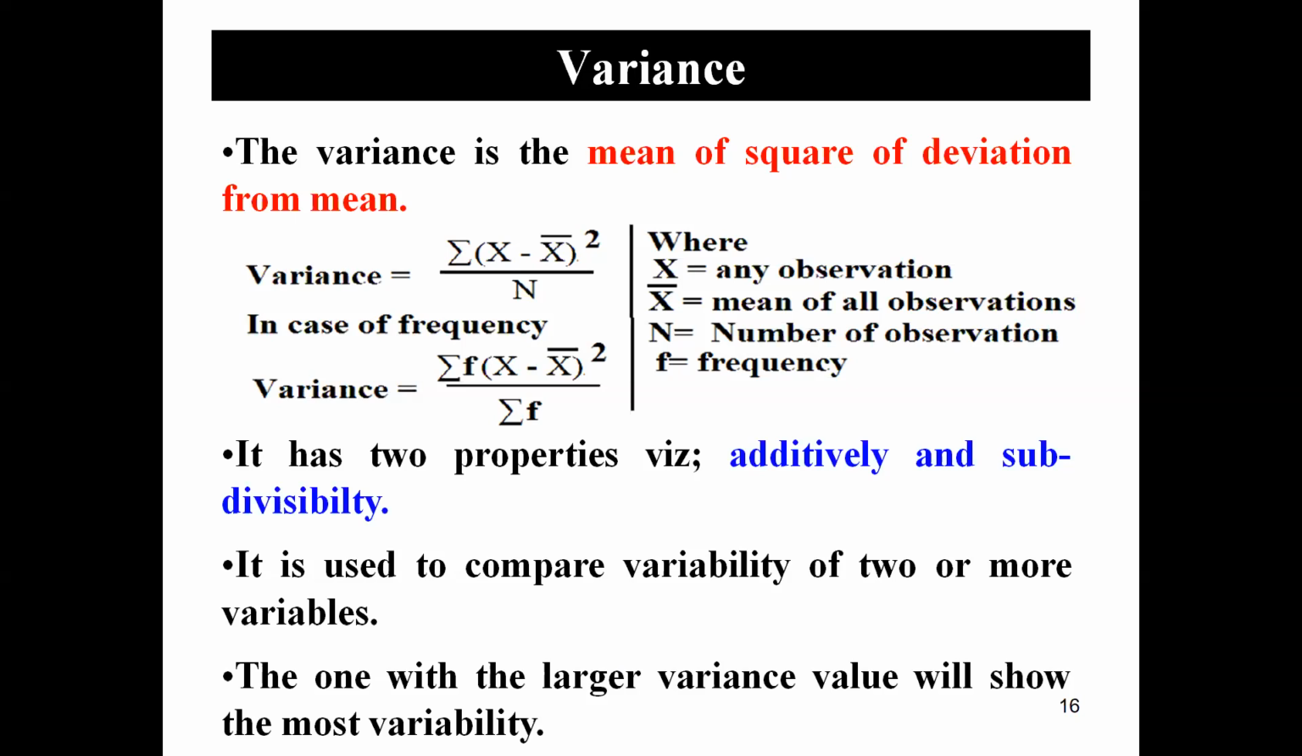If frequencies are given, then we may place sigma f in this formula, and n is automatically equal to sigma f. As I have already told, that it has two property, additivity and subdivisibility. There are slight spelling mistakes. You will correct. This variance is used to compare variability of two or more variables. The one with larger variance value will show the most variability.